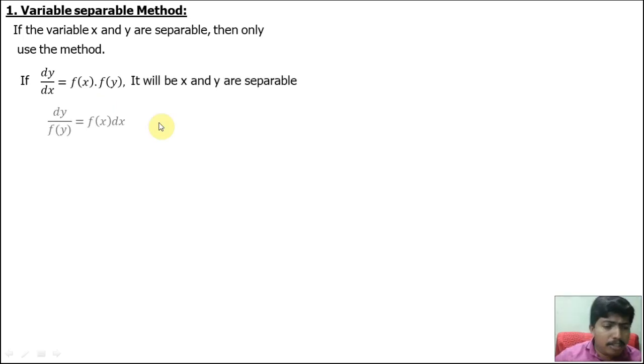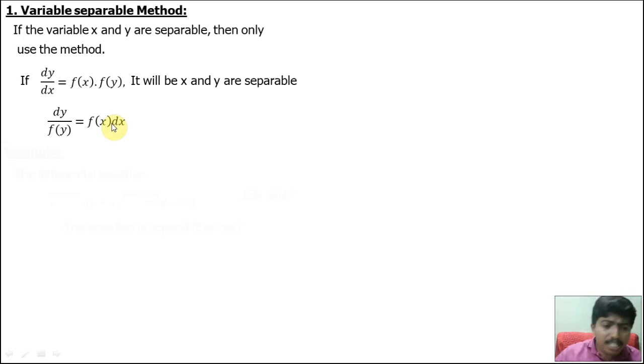Here we may simplify that dy by dx divided by f of y is equal to f of x into dx. In the left side, the term only has the function of y. In the right side, the terms have only the variable x. So here separable: y variables in the left side and x variables in the right side. If it is separable, use this method. If it is not separable, you cannot use this method.